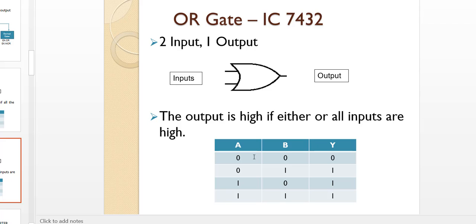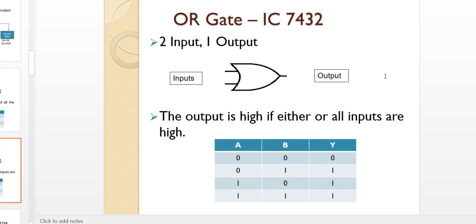See here, for AND gate, if all inputs are high, then output is high. For OR gate, if all the inputs are low, then output is low. See, if both the inputs are low, then output is low. If any of the inputs is high, then the output is high. Correct? Getting? Yes, very simple.